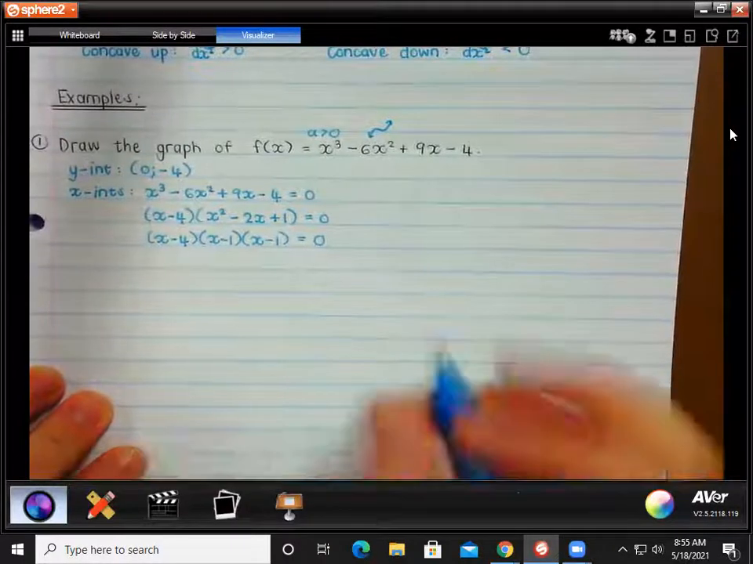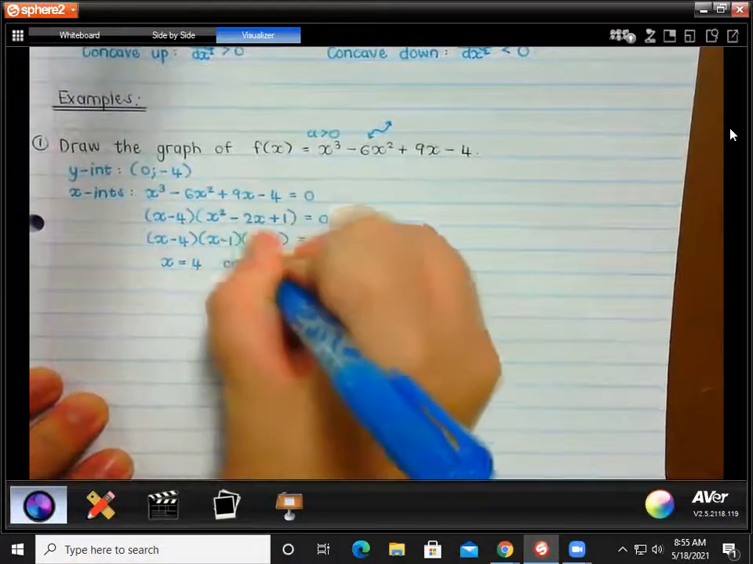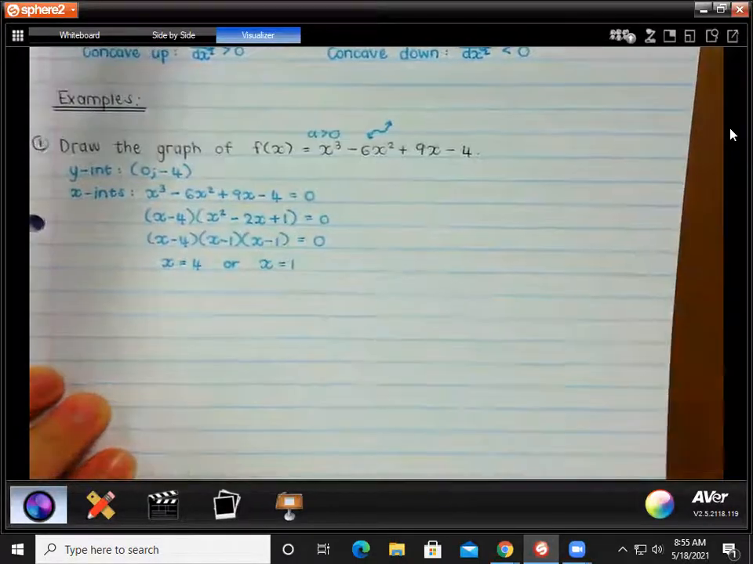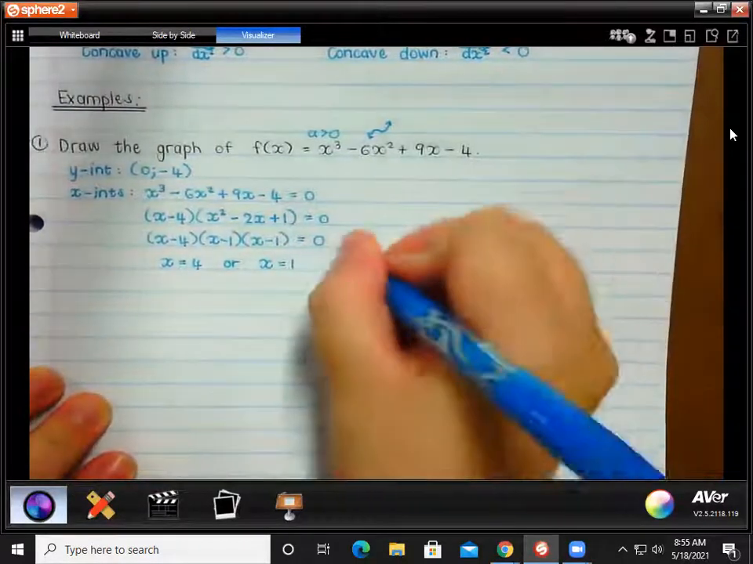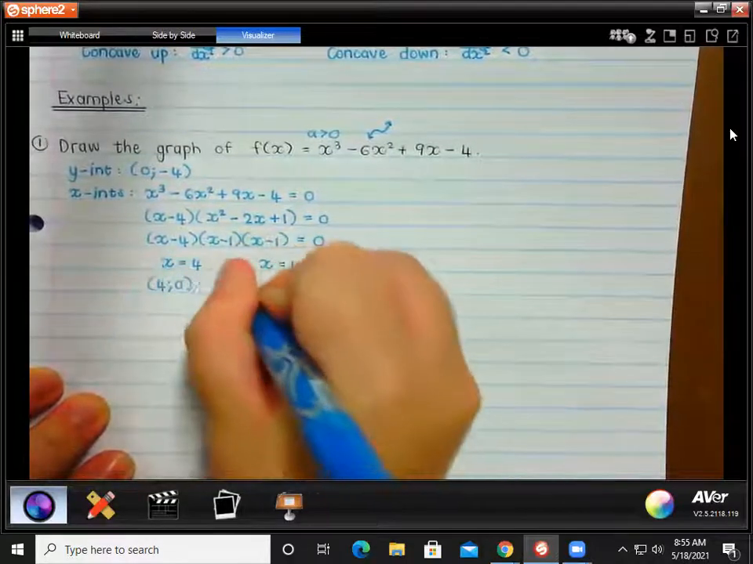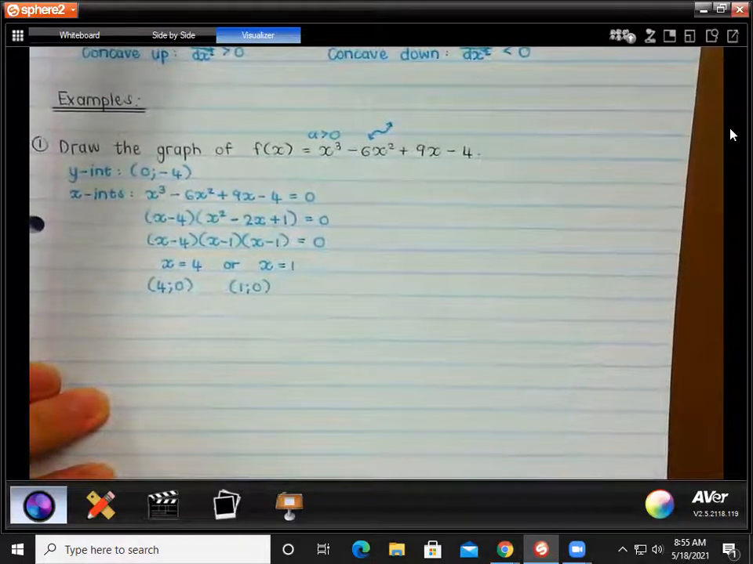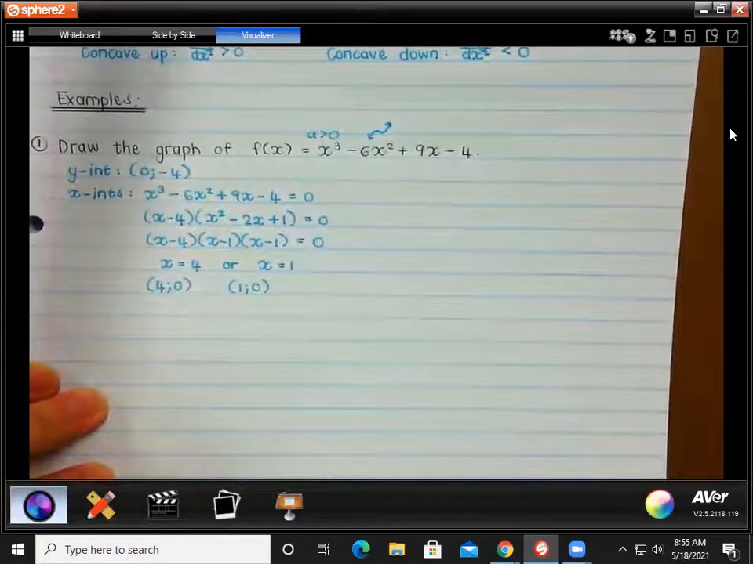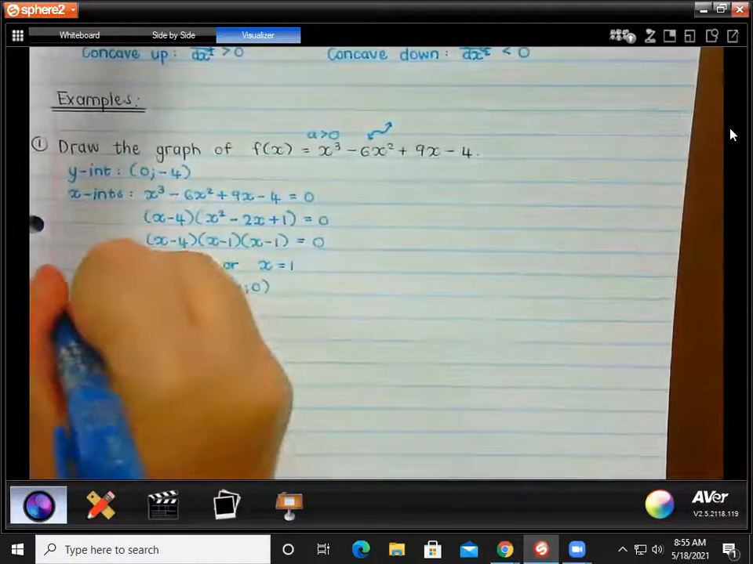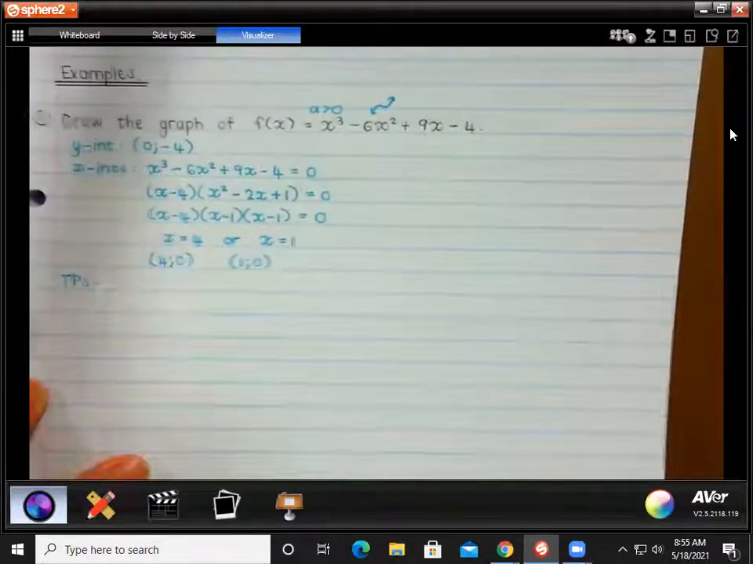Okay, so how many x-intercepts am I getting here? So x equals 4, or x is equal to 1. So my x-intercepts are (4, 0) and (1, 0). Okay, so we have the y-intercept, we have two x-intercepts. We still need to find our turning points. And for that, we do the derivative equal to 0.